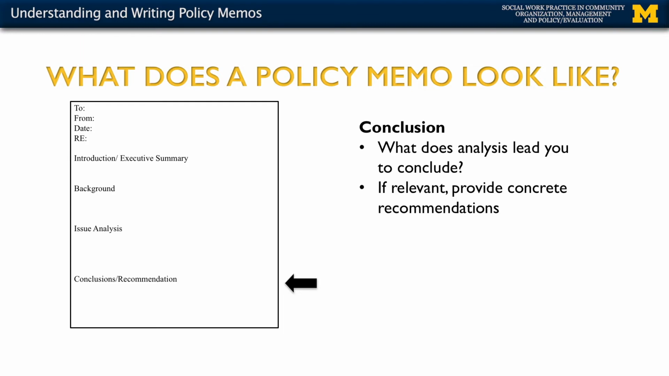The last part is the conclusion. In the conclusion, you're basically summarizing what your analysis led you to conclude, and in some cases you're actually going to make recommendations. You might say, based on the analysis I did, I believe you, Legislator Smith, should vote for an increase of the top tax rate to 40%. So that's really it. Those are the basic parts of a policy memo.